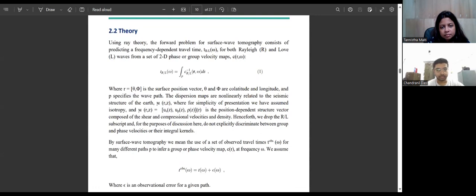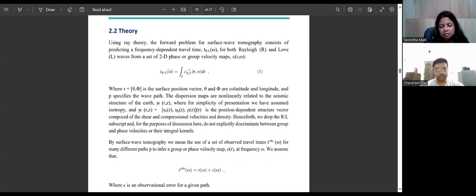I know it's a bit boring to go through the theory portions, but just in a short manner. What does the first equation talk about? The first equation, ma'am, mainly talks about the 2D phase velocity maps, in terms of r, that is the position vector, in terms of the co-latitude and the longitude.